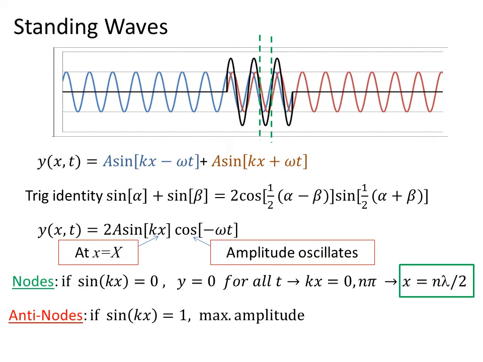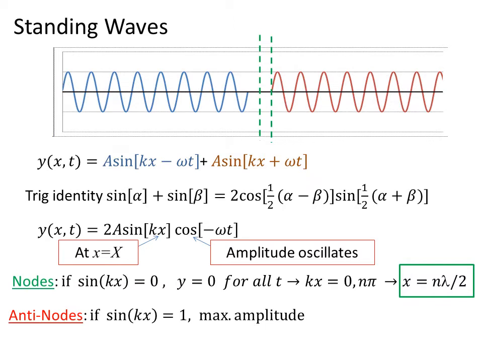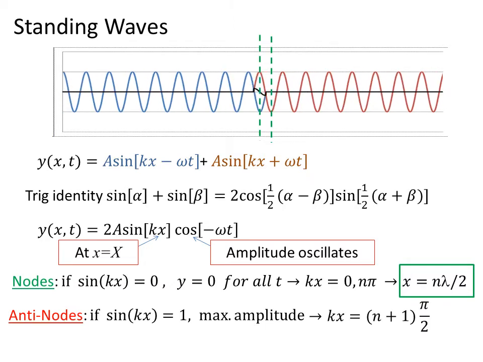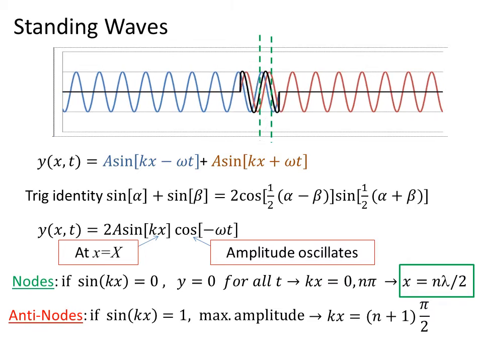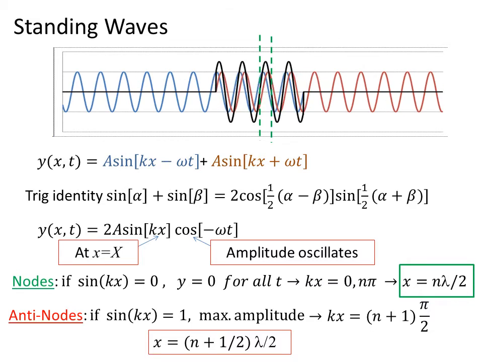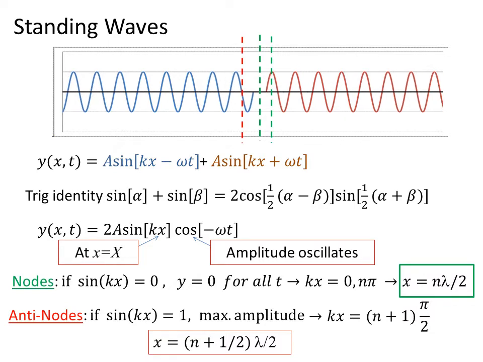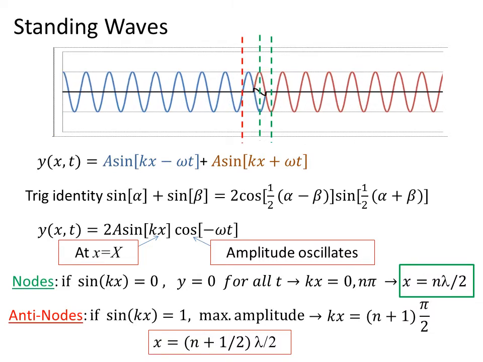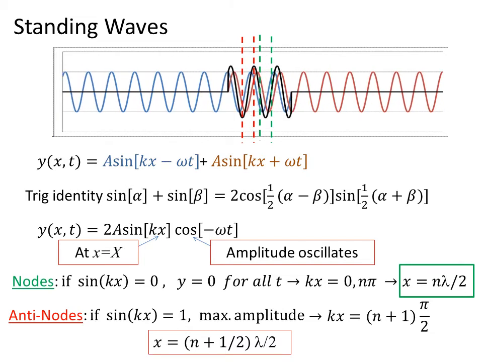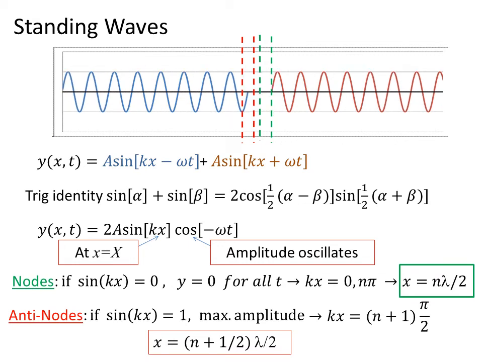Antinodes, where you have the maximum amplitude, occur if sine of kx is equal to 1. So the maximum amplitude occurs when kx is equal to m plus 1/2 times pi, or x is equal to m plus 1/2 times lambda over 2. And if we look at the dotted red curve, we see that the spacing between them also is lambda over 2.